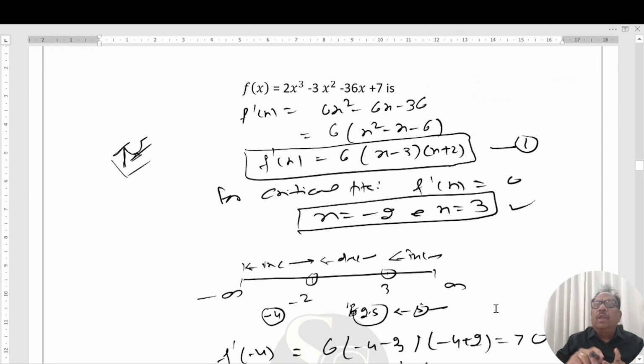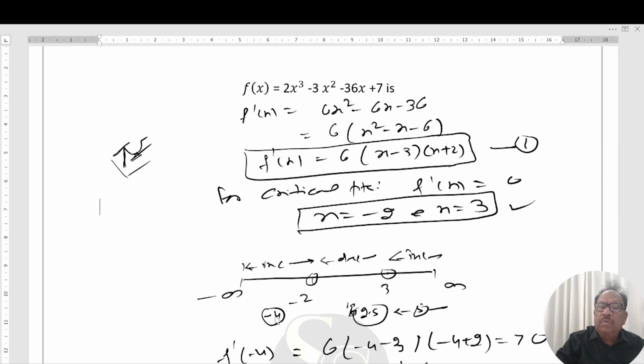First step is to find the critical points: we differentiate it. Then express the differentiated terms in factorized form to the extent possible and put it equal to 0 for critical points. After finding the critical points, draw the number line, mark on the number line -2, 3, and move from left to right.